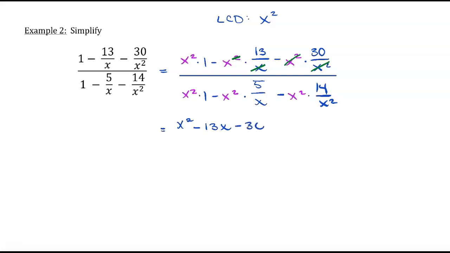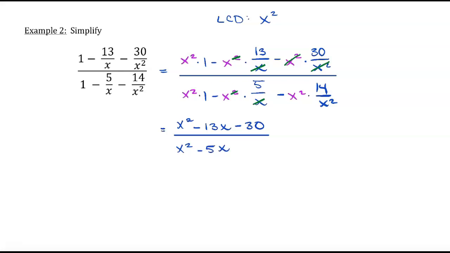And with an x squared in both the numerator and in the denominator, this simply becomes negative 1 times 30, or negative 30. Next, we have x squared times 1, or simply x squared, then negative x squared times 5 over x. And with 1 copy of x in the denominator canceling out with 1 copy of x in the numerator, this becomes negative x times 5, or negative 5x.